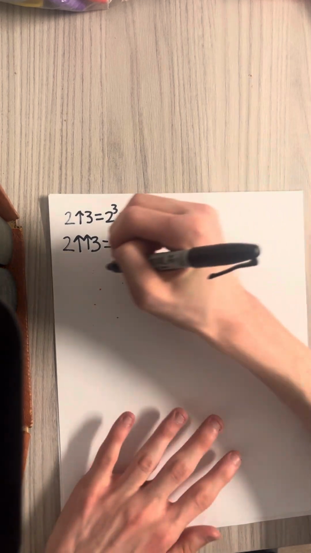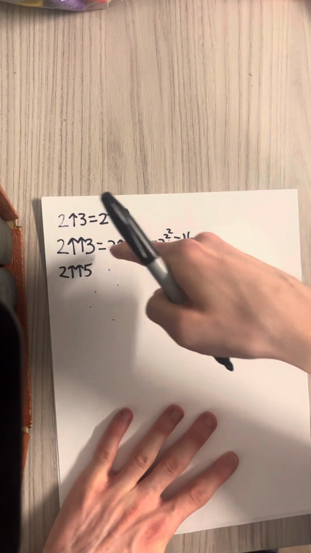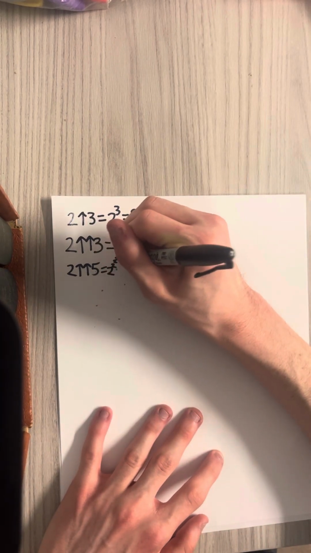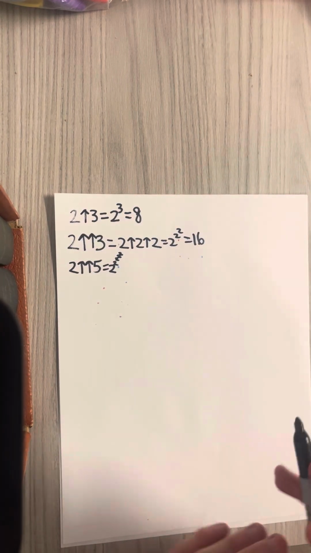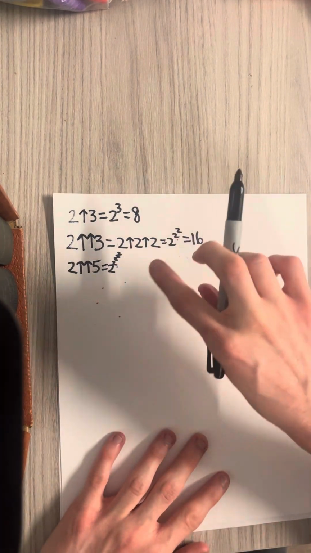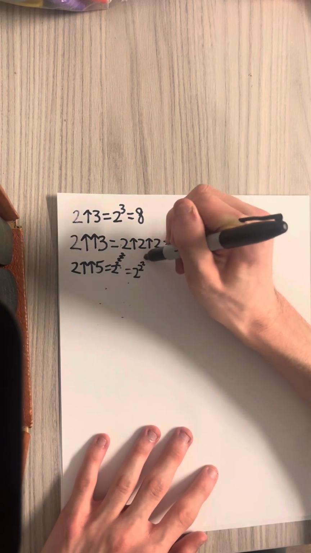If you had something larger, like say 2 double arrow 5, this would iterate 5 single arrows, which is 2 to the 2 to the 2 to the 2 to the 2. And when you're doing exponents or any sort of higher operations, you work right to left, top to bottom. So this would be 2 to the 2 to the 2 to the 4.